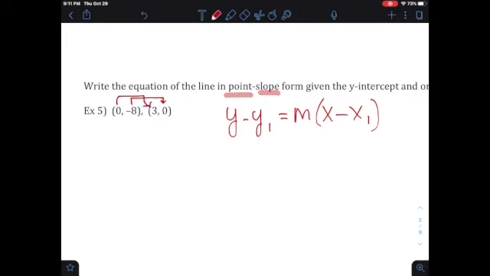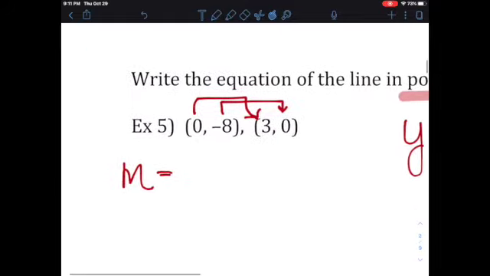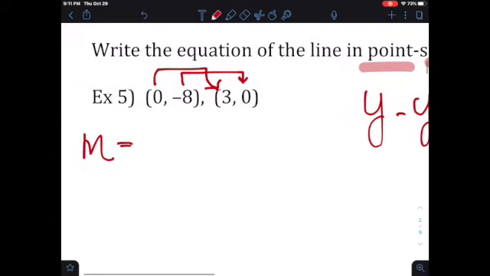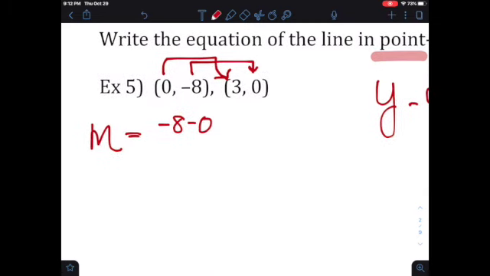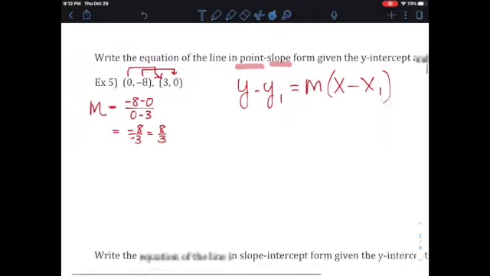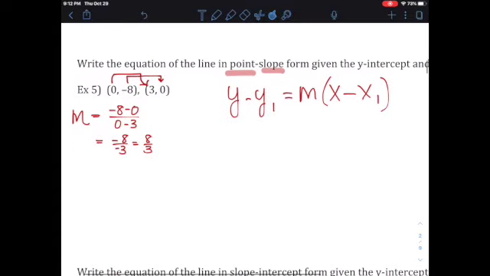Okay, so m, slope, equals negative 8 minus 0 over 0 minus 3. And that's going to be negative 8 over negative 3, and my slope is 8 over 3. Then I'm going to put that in point-slope form. So pick a point. The point in the back is much easier to work with, so I'm going to use 3, 0.